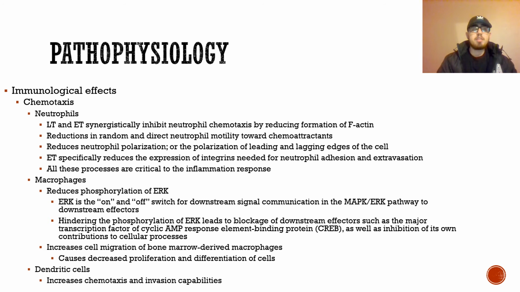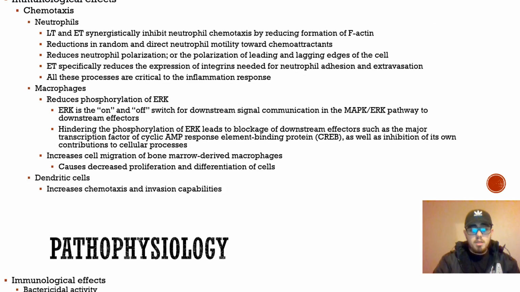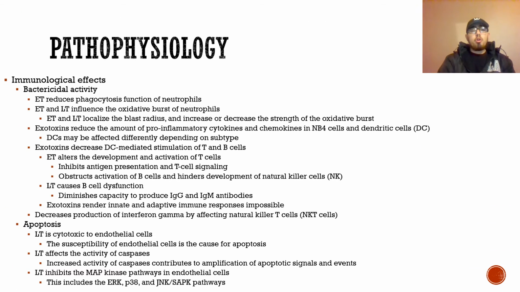Exotoxins also increase cell migration of bone marrow-derived macrophages, which is detrimental and causes decreased proliferation and differentiation of cells. As for dendritic cells, it just increases chemotaxis and invasion capabilities. The reason for this is that when dendritic cells ingest the pathogen, it needs a vehicle that can evade the immune response and all its activities, and also invade the tissues it wants to establish and progress its infection in.